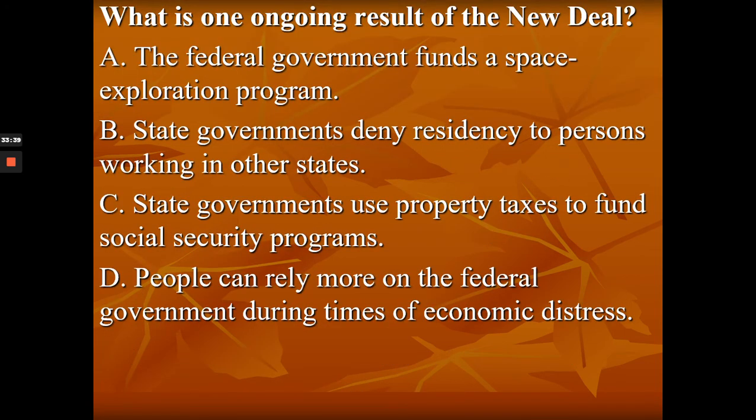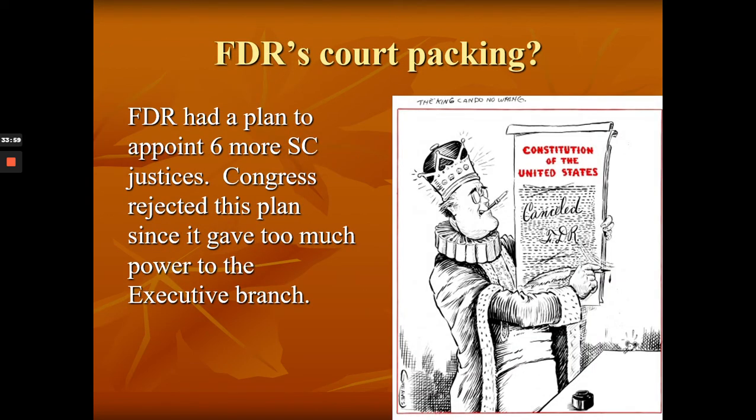What is the one ongoing result of the New Deal? Hit pause. The answer is more government intervention, okay? The people can rely more on the federal government during times of economic distress. Okay. All right.